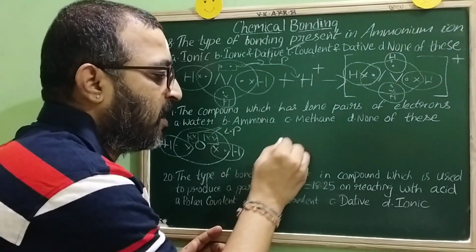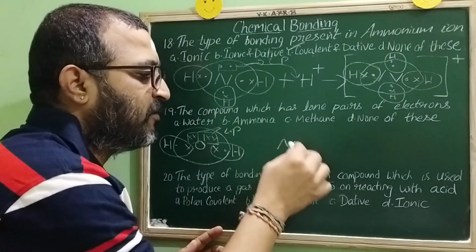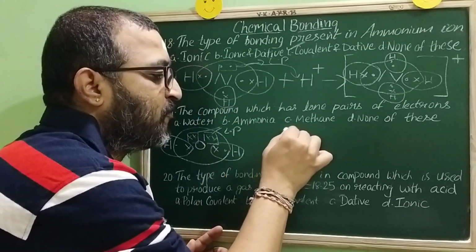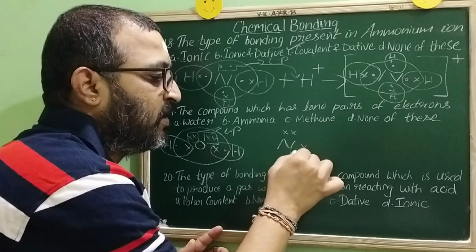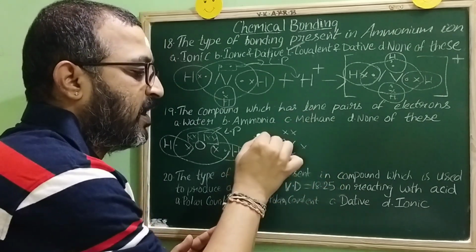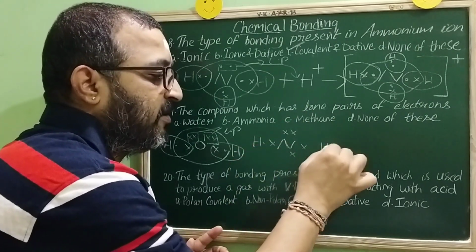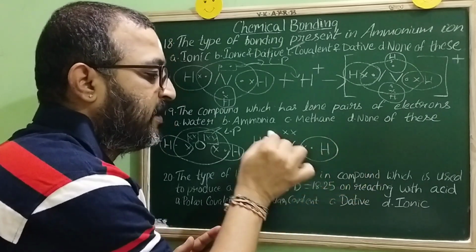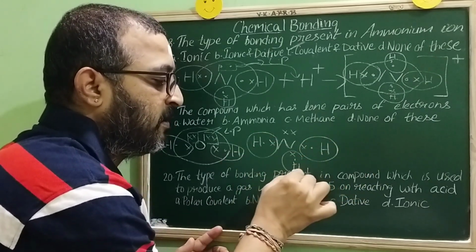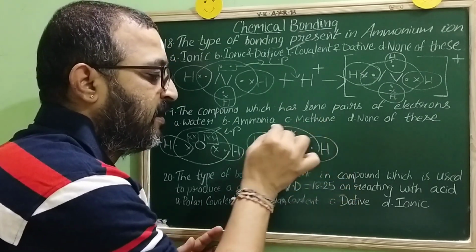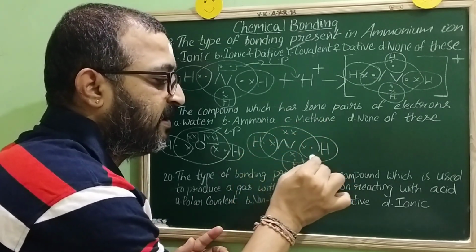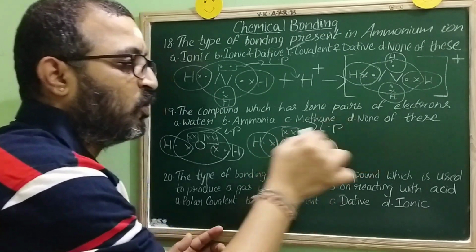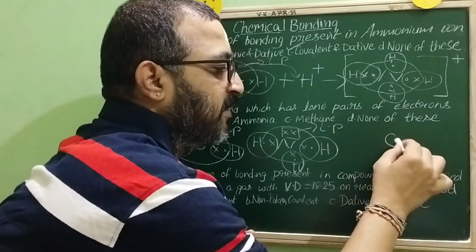Now we'll see ammonia. Already we have done it in the previous question, we'll do it again, right? Nitrogen electronic configuration is 2, 5, 1, 2, 3, 4, 5. So hydrogen, its electron, hydrogen, its electron, hydrogen, its electron. Duplet, duplet, duplet, and the nitrogen atom in the center has attained octet, and it has 1 lone pair of electrons.